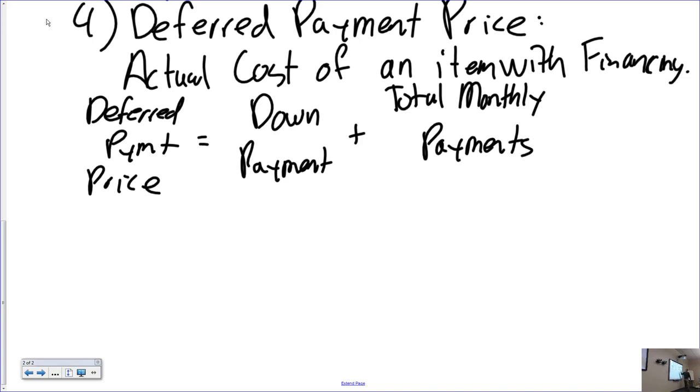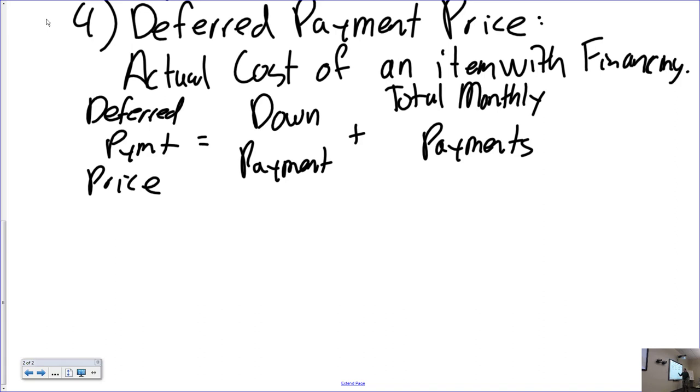This is a more traditional way of calculating deferred payment price because it's following the money, right? These are all payments when you're buying something. You give them a certain amount down, and then you're going to write a check every month to send to them, and the total of all of that is how much you paid, right?